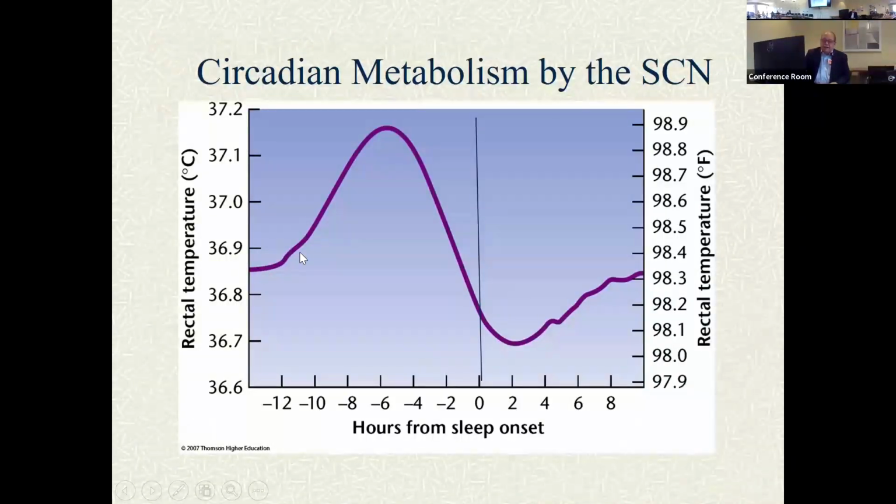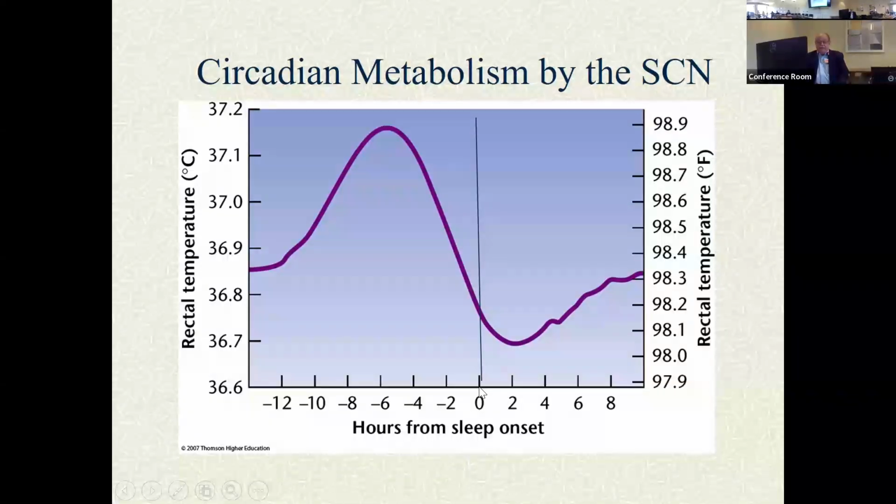So the circadian metabolism goes from about 37.15 all the way down to 36.7. I don't think we would recognize any of that in terms of how you feel it, although you can measure it in humans. But what you see is that there is a circadian pattern to this.